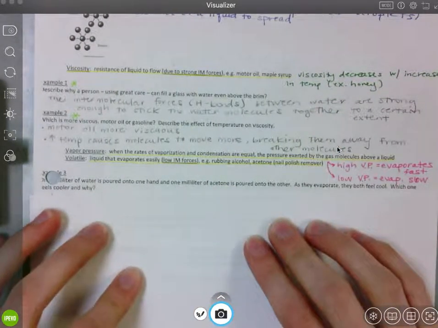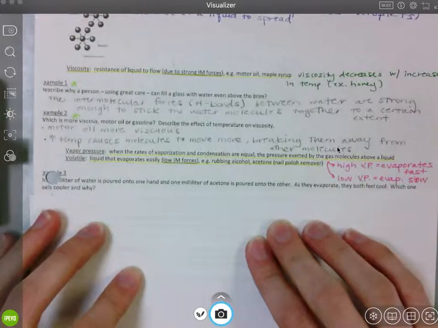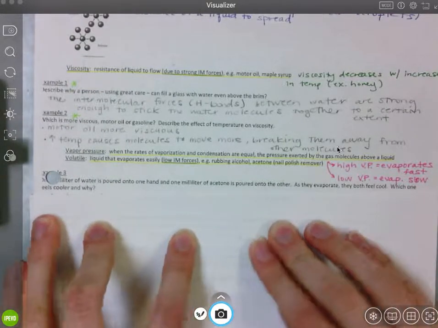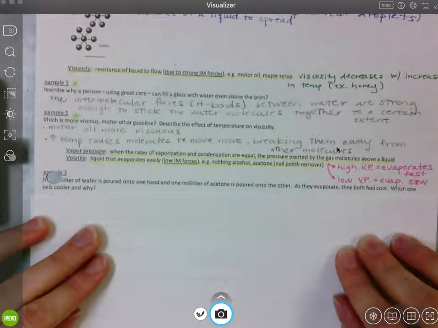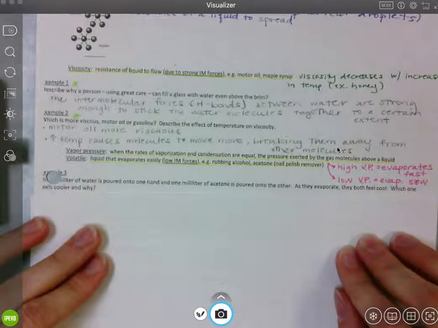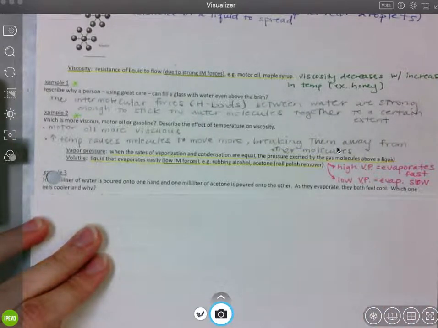All right, so let's look at example number 3 next. So 1 milliliter of water is poured onto one hand, and 1 milliliter of acetone is poured onto the other hand. As they evaporate, they both feel cool. Which one feels cooler and why? So I want you to think about that for a second. Pause the video, write an answer down, and let's see if we get the same answer.